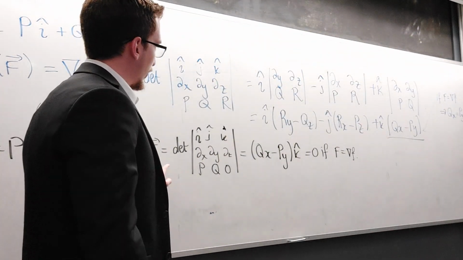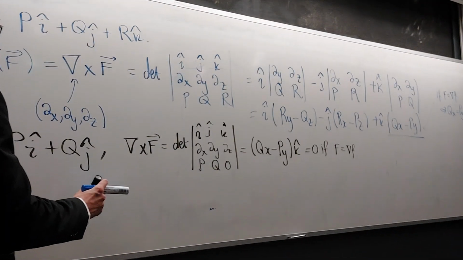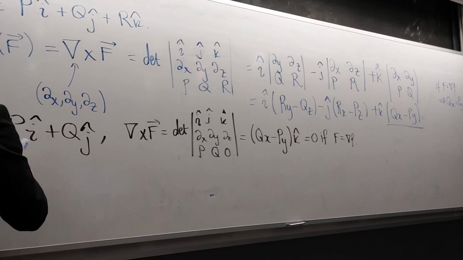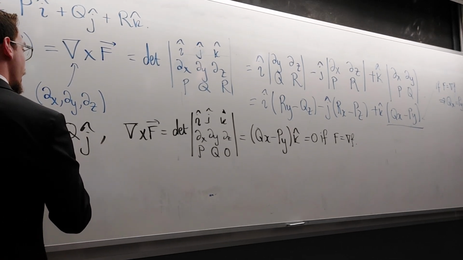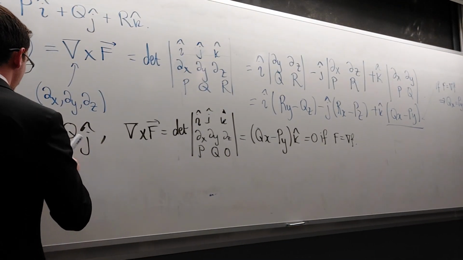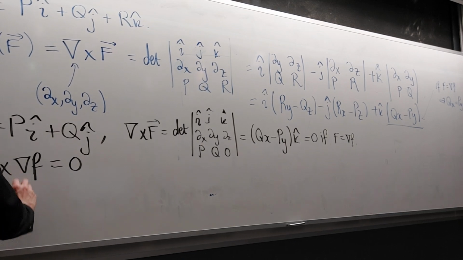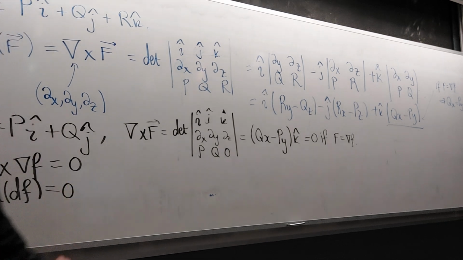Well, we're seeing that nabla cross nabla f is 0. This is what we just showed, at least on R2. It's an exercise to do it on R3. Everything I don't want to do, that's an exercise. So, what's going on here? Well, we also saw that d of df was 0.